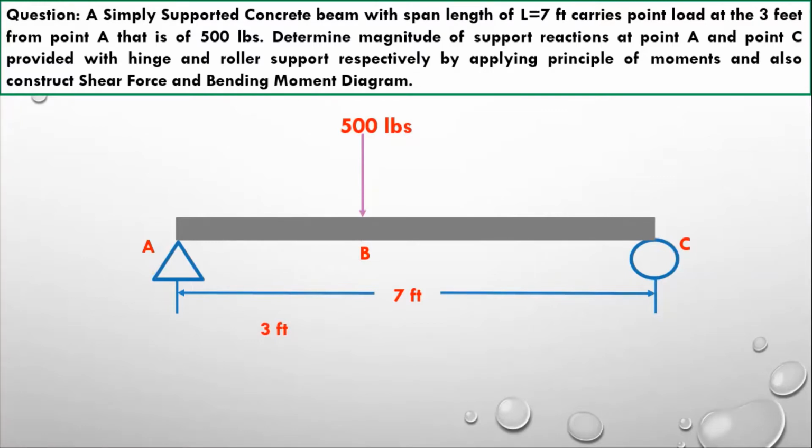So what we have to do is find the support reactions first, and then we will do the calculations for the shear force and bending moment. So how can we do that? Let me start with it. You can see there is 3 feet from A to B, and 4 feet from B to C. The lengths are given in the question.